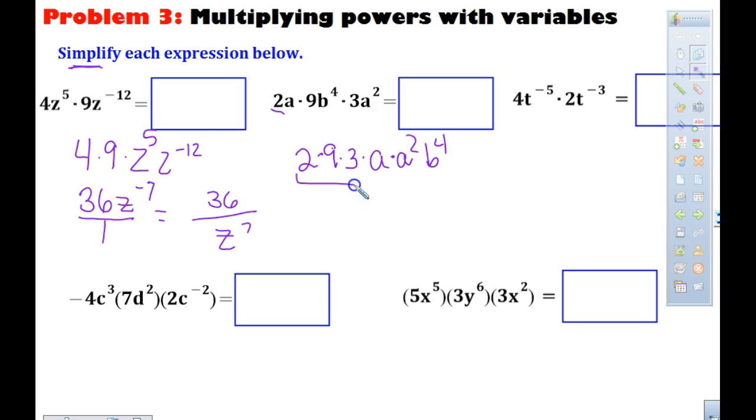So Rowan, we're going to do some multiplying. If you guys need your calculators, take your calculators out, right? So we are going to take 2 times 9 times 3, which when I multiply that gives me 54. Then, a to what power? A to the 3rd. Remember, if there's no exponent here, 1 plus 2 gives us a to the 3rd and b to the 4th. And this is my answer.